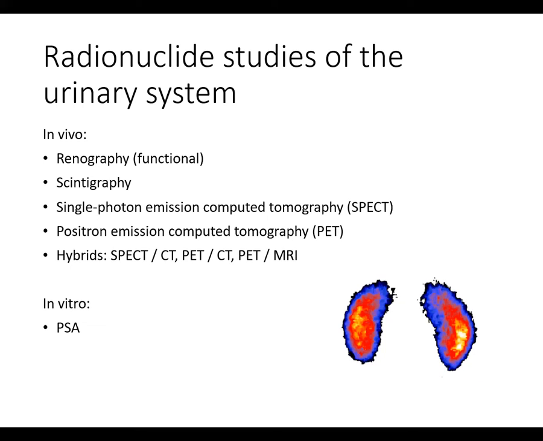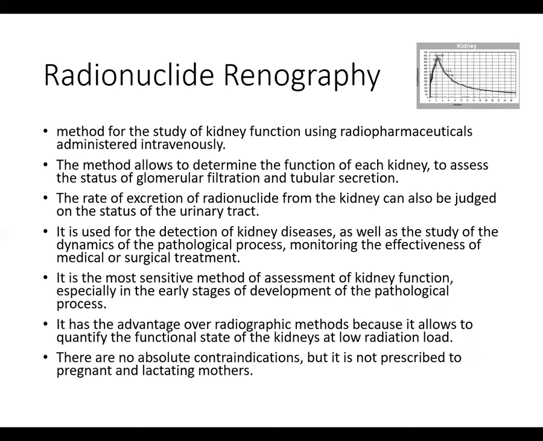In the frame of in vivo nuclear imaging of the urinary tract, we will talk about such main methods as renography, the only functional method of examination, scintigraphy, single photon emission computed tomography, SPECT, positron emission tomography, PET, and hybrid modalities such as SPECT-CT, PET-CT, and PET-MRI. And in vitro nuclear imaging examination, we will explain using the example of the prostate-specific antigen.